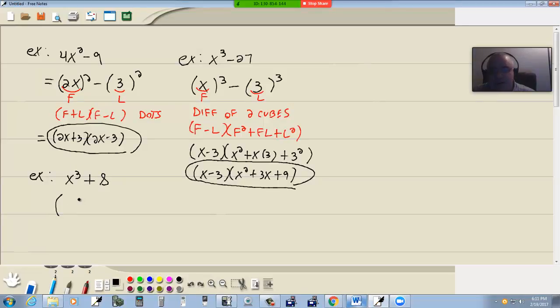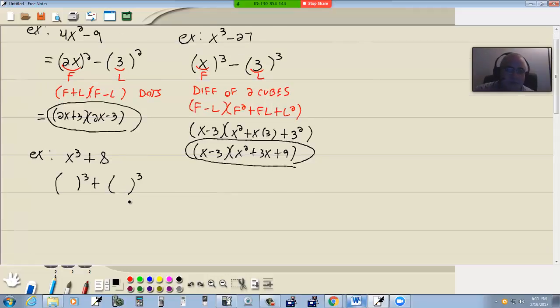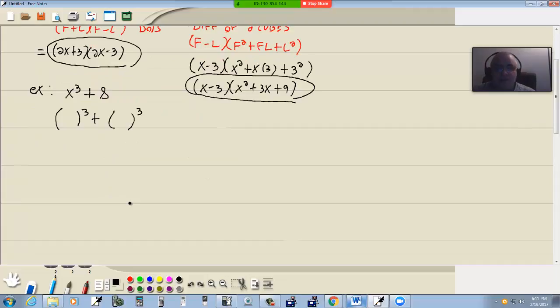So we're going to try to rewrite this as something to the 3rd power plus something else to the 3rd power. Same principle as the last problem we just did. You ask yourself what times itself three times gives each individual piece. x times x times x gives you x to the 3rd. 2 times 2 times 2 gives you 8. So it fits the form. If it fits the form, that's when you can use it.